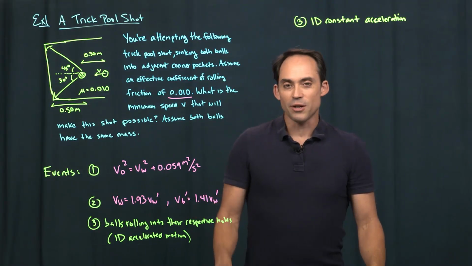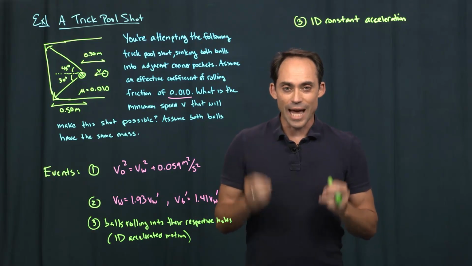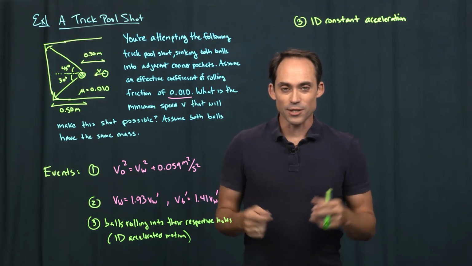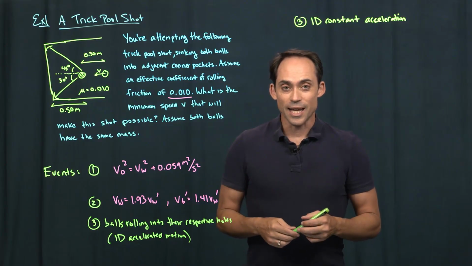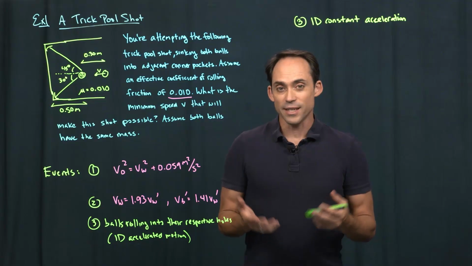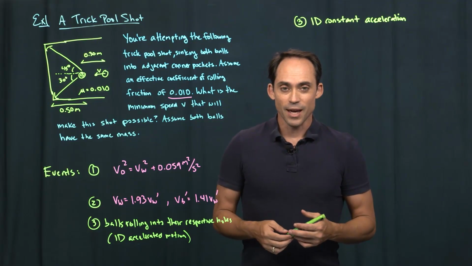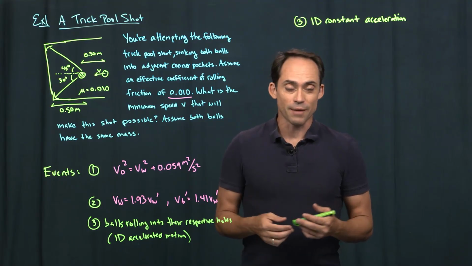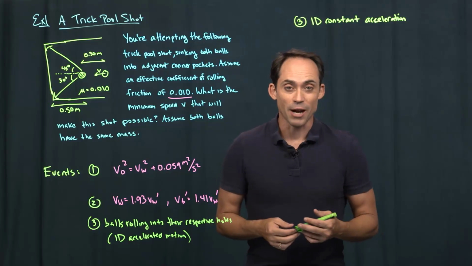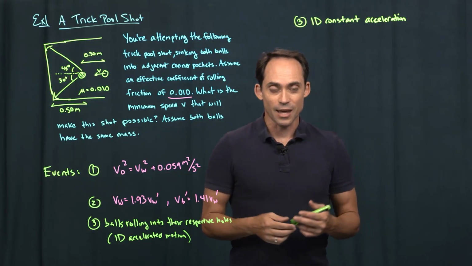All right, now that we've solved for our velocities before and after the collision, we can look at our last event in our process here, and that's the motion of the balls as they go into the holes. And this is, again, a 1D constant acceleration, where the acceleration is provided by friction. And in fact, that friction force is going to be the same for both of the pool balls because they both have the same mass. In fact, it doesn't even matter on mass, it just matters on what the coefficient of friction is between the surface of the ball and the table.